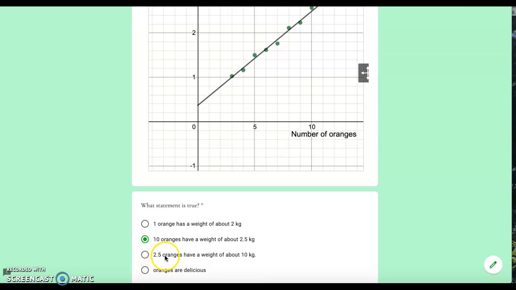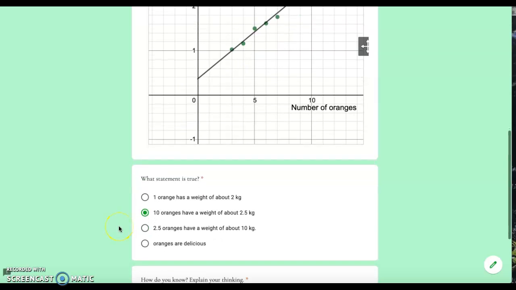Let's just quickly test the last one. That one says 2.5 oranges have a weight of about 10 kilograms. So 2.5 oranges, that would be halfway between 0 and 5. So that would be 2.5 oranges here. And that is going to have a weight, again, below 1 kilogram. So definitely will not weigh 10 kilograms. It's going to be below 1 kilogram. So that does not make sense.